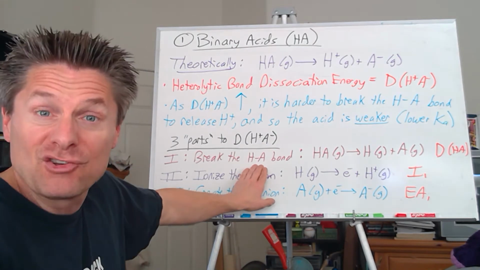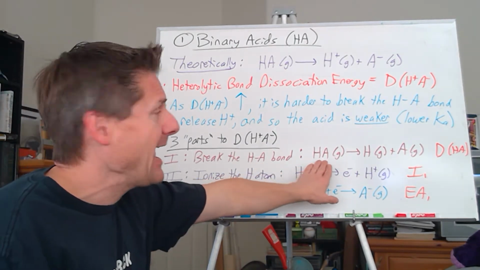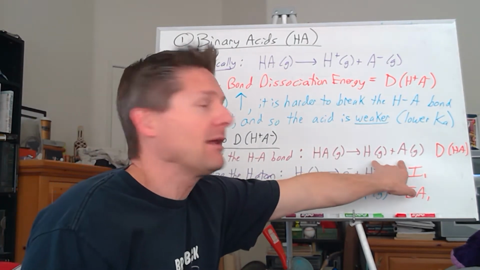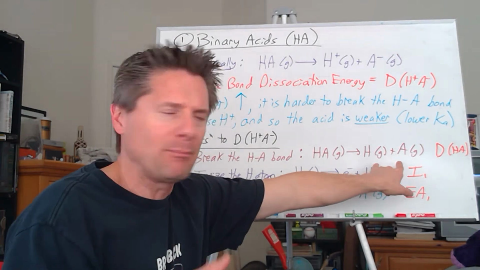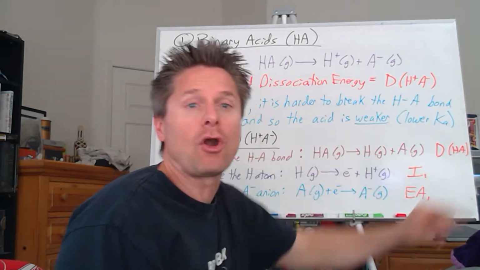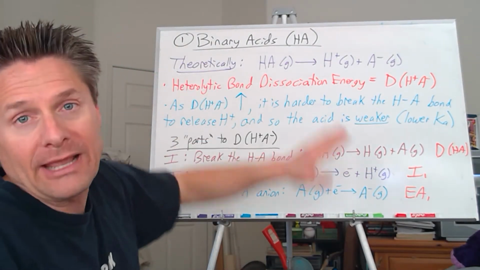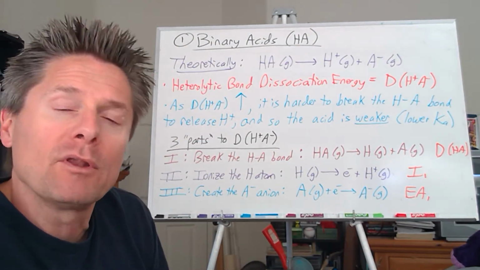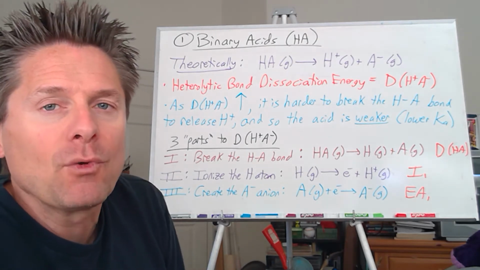And then you have bond energy tables I showed you. So we take the HA in the gas phase, just separate them. Don't create the ions though. We're just breaking the bond. That is just DHA without the charges. That is called the homolytic bond dissociation energy, or what we learned before, just the bond energy or bond dissociation energy, D or BE.